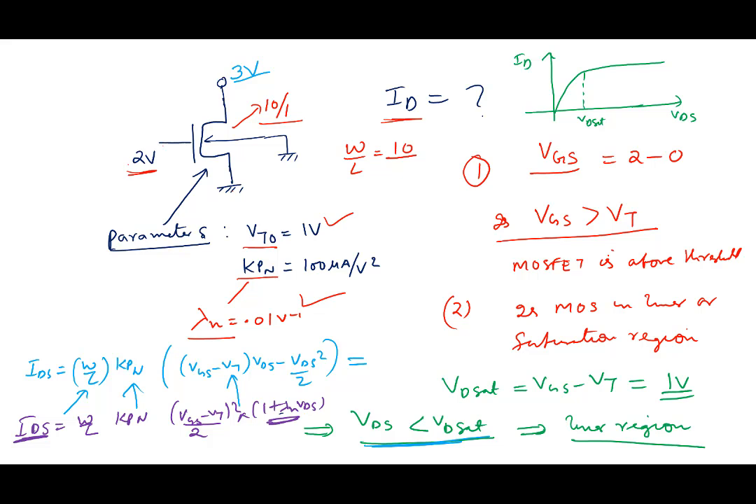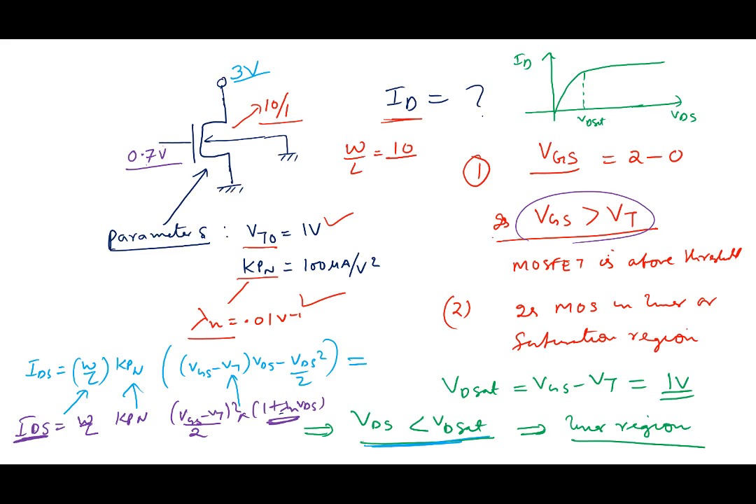Or somebody could change the problem and say, well, this is equal to 0.7 volt. If it is 0.7 volt, VGS is not more than VT. VGS is less than VT.